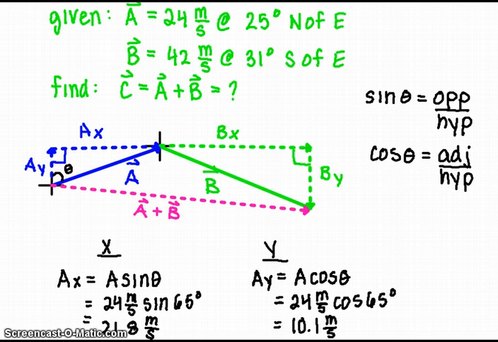Notice that had you used the 25 degree angle, you would have had 24 times the cosine of 25, which also gives you 21.8. You would have had, for the y component, 24 times the sine of 25, which gives you 10.1. I am leaving one extra decimal place here. We'll round at the end for significant figures.